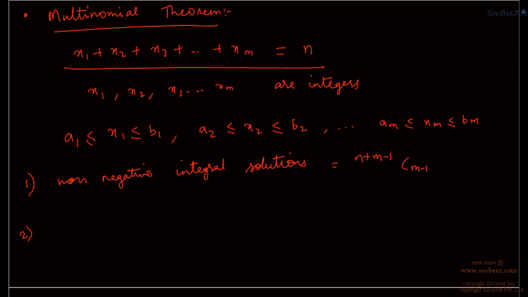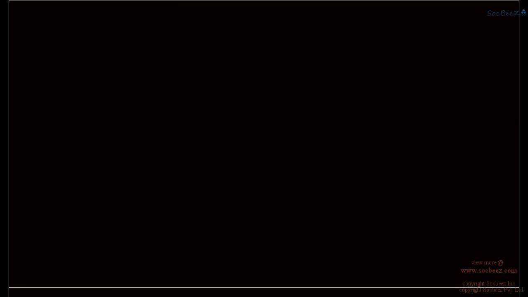These many solutions exist. And if you take non-negative, that means 0 is also included. But if you take strictly positive, then 0 is not included, only positive integral solutions. That is equal to n minus 1 C m minus 1. So these are the two most important properties we are concerned with. We will take up a few questions to clarify this.